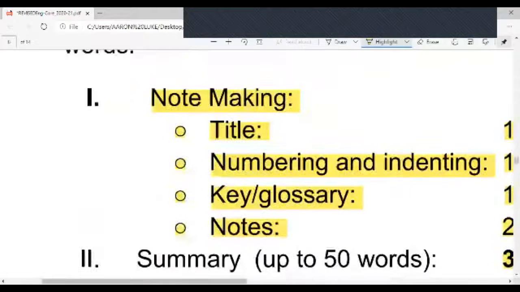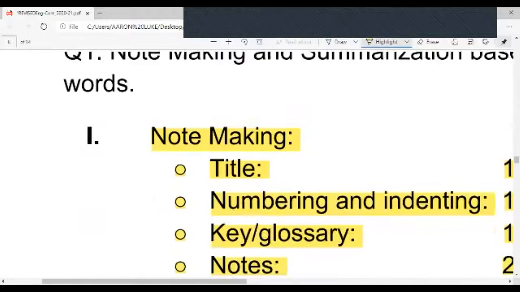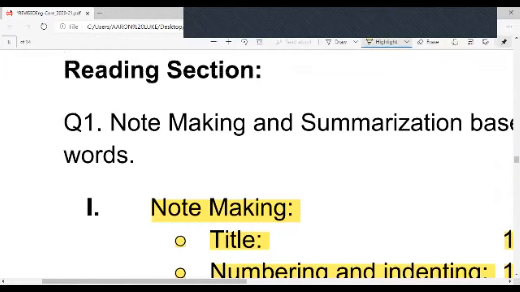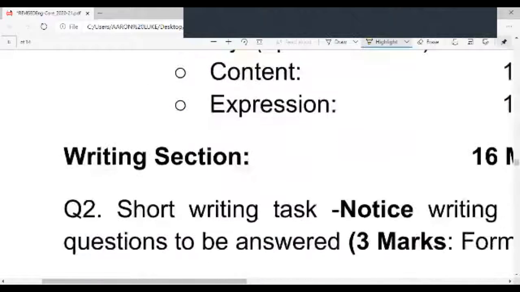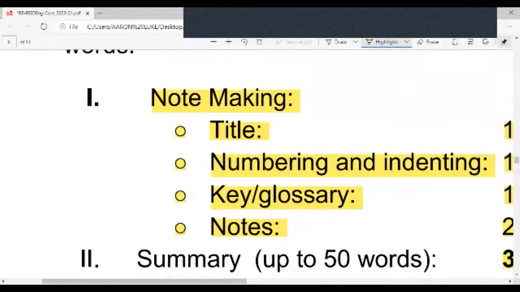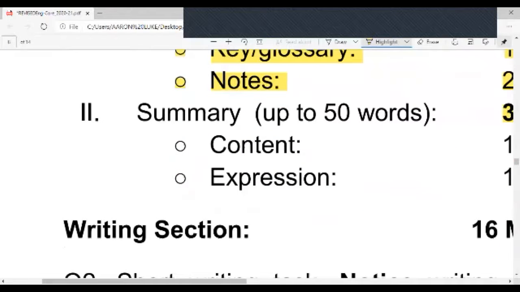Do you have any doubt with regard to the first question in Part B of the question paper? What is the first question in Part B? Note making and summarization. How many marks in total? Total is 8 marks. So question number 1, total marks is 8. It is subdivided into note making, which carries 5 marks, and summary, which carries 3 marks.